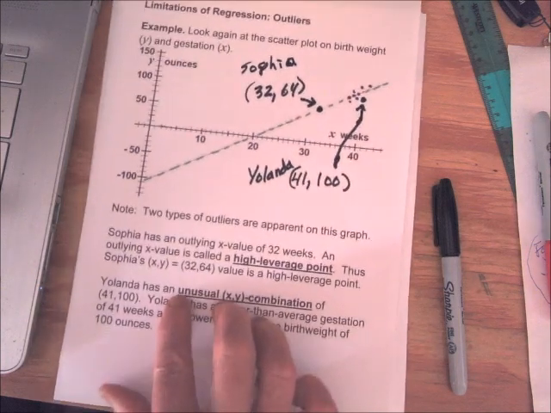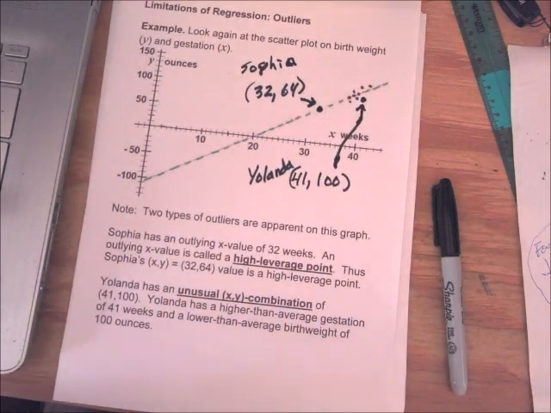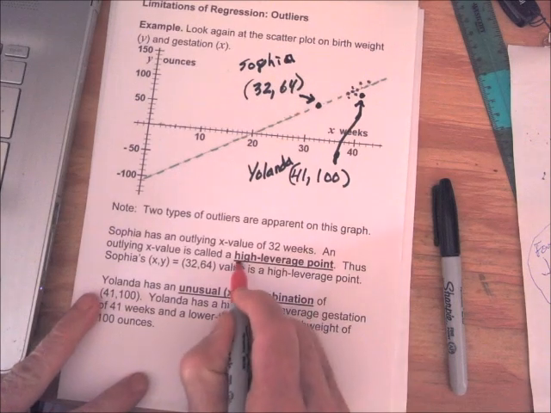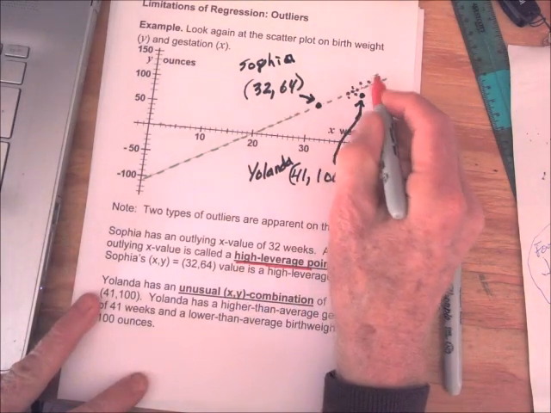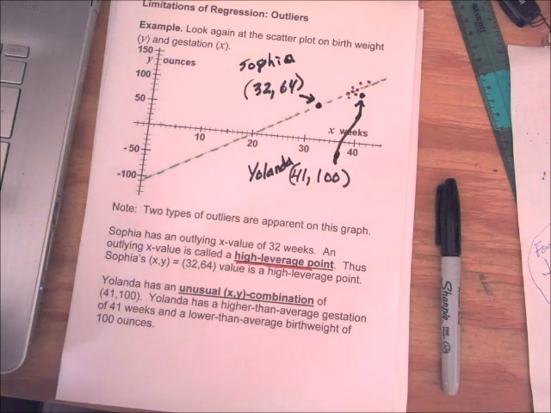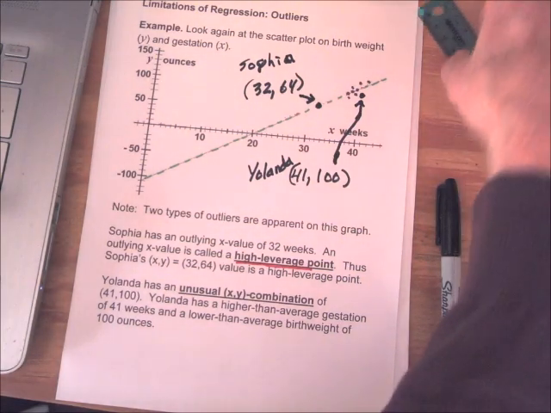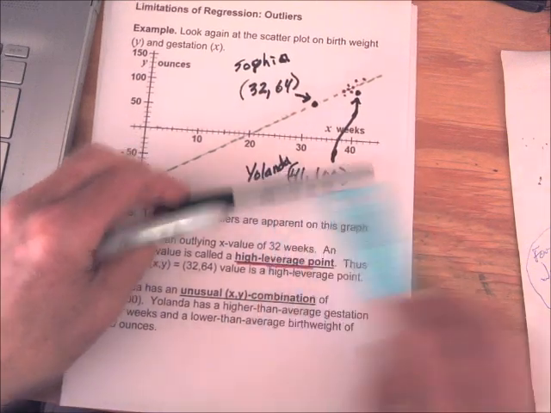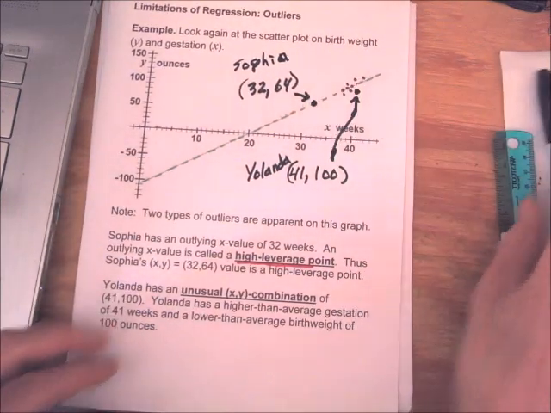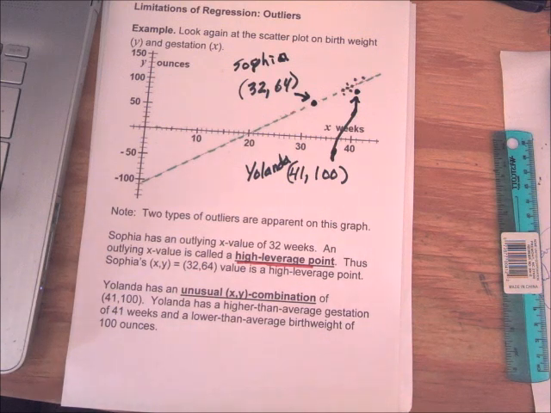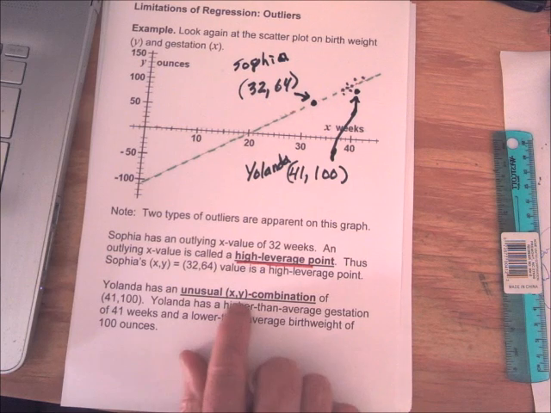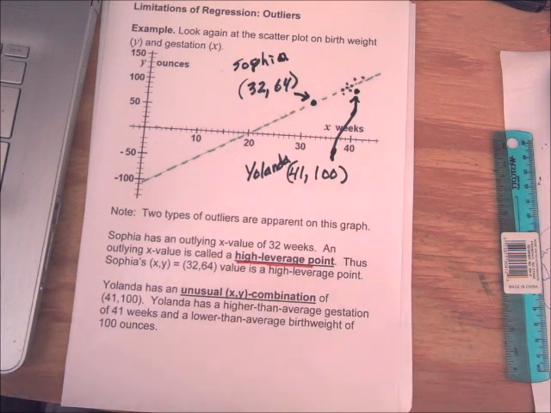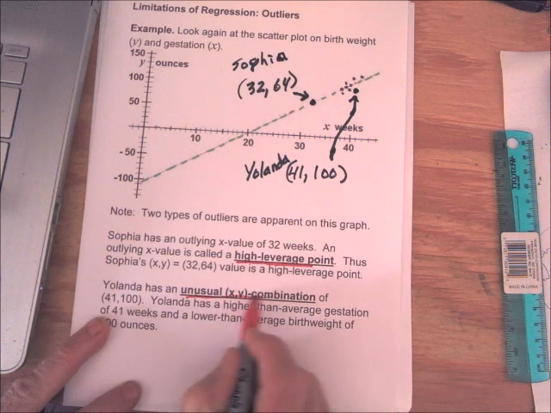Sophia's outlier is called a high leverage point. You think about a lever. Think of the regression line as a lever, like you're trying to lift a stone. Sometimes you use a lever to try to lift something up. It's called a high leverage point. That's where the name comes from, anyway. And then Yolanda has an unusual xy combination. Okay, so we have those 2 types of outliers.